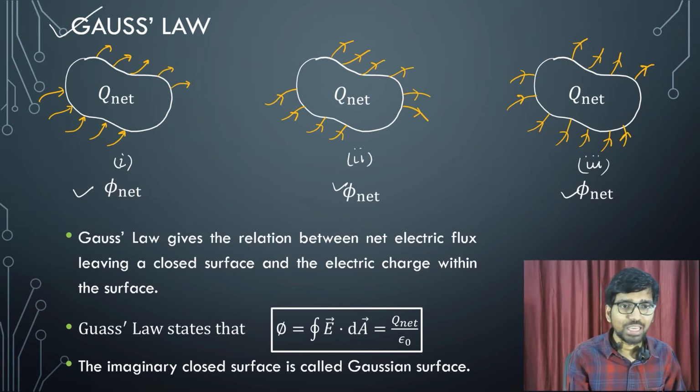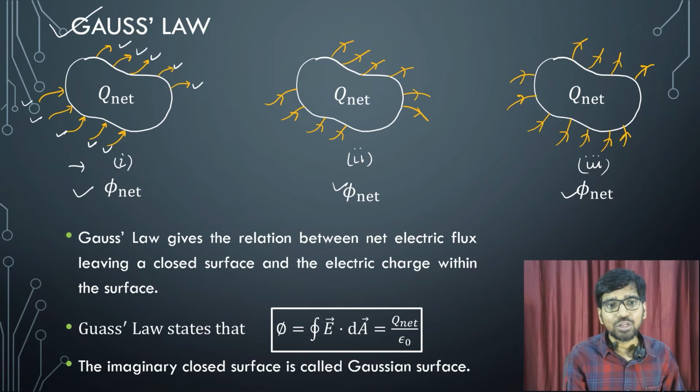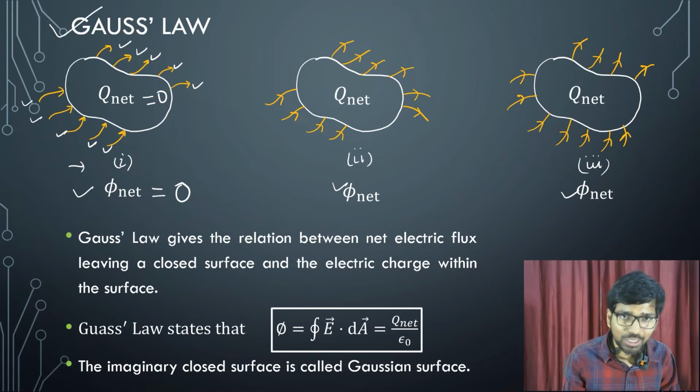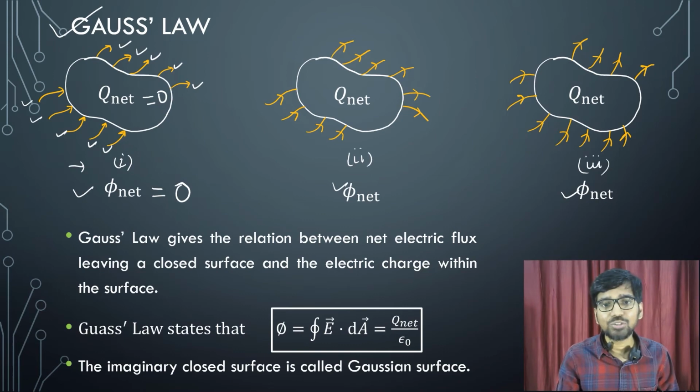Let's see. In case 1, as you can see, the number of electric field lines entering the surface is the same as the number of electric field lines leaving the surface. Therefore, as per the sign convention which we have discussed in the previous slide, net flux leaving the surface will be 0. You can imagine that whatever electric field lines are entering are also leaving. Therefore, net charge inside that surface must be 0. Otherwise, if it were to contain any positive or negative charge, it would contribute some outward or inward flux, which is not the case. Fine. Let's discuss the second case.